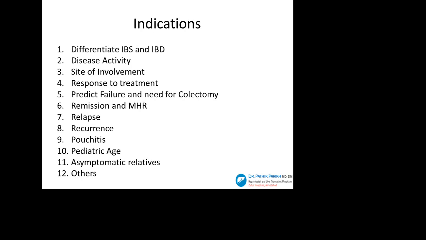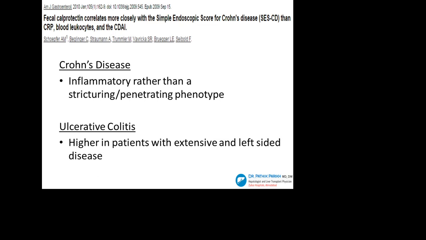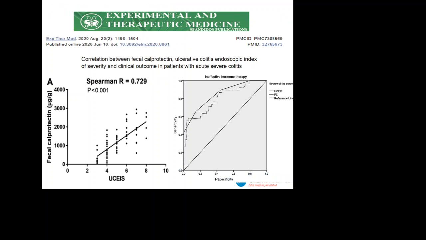Once we know how to differentiate IBS and IBD from the fecal calprotectin level, we'll discuss how it is utilized further, just beyond screening and labeling patients as IBD. The next utility is understanding the disease activity of IBD. In a patient with Crohn's disease, if they have a highly inflammatory phenotype rather than the stricturing and the penetrating phenotype, their fecal calprotectin is likely to be higher. In ulcerative colitis, again, extensive colitis is likely to have higher fecal calprotectin as compared to left-sided disease.